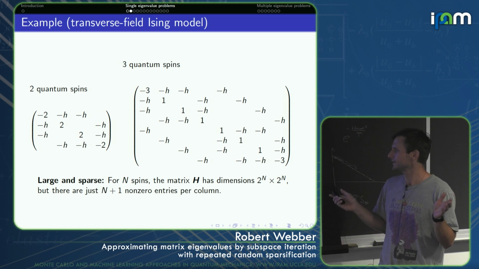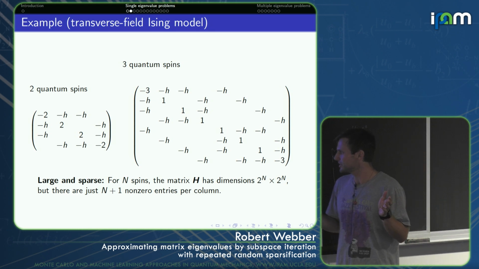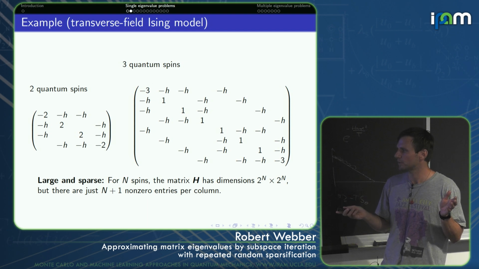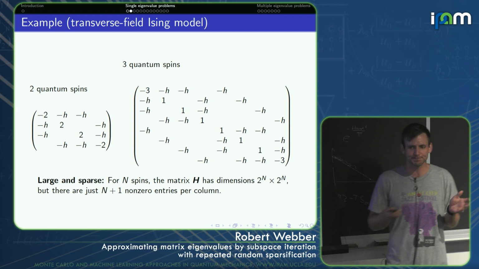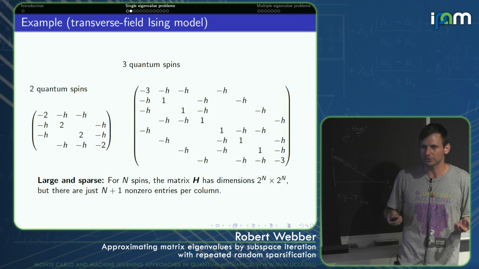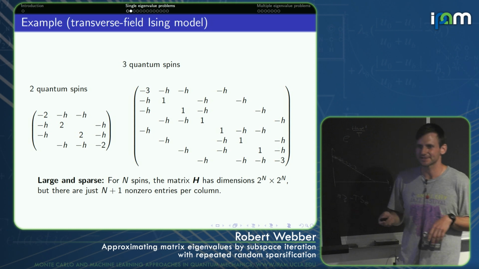For n spins, the matrix for this particular model problem has dimensions 2 to the n by 2 to the n, but there are just n plus 1 non-zero entries per column. And this large, sparse character is really ubiquitous in a lot of quantum many-body problems. So maybe we can use the sparsity, although the largeness is going to be really bad.